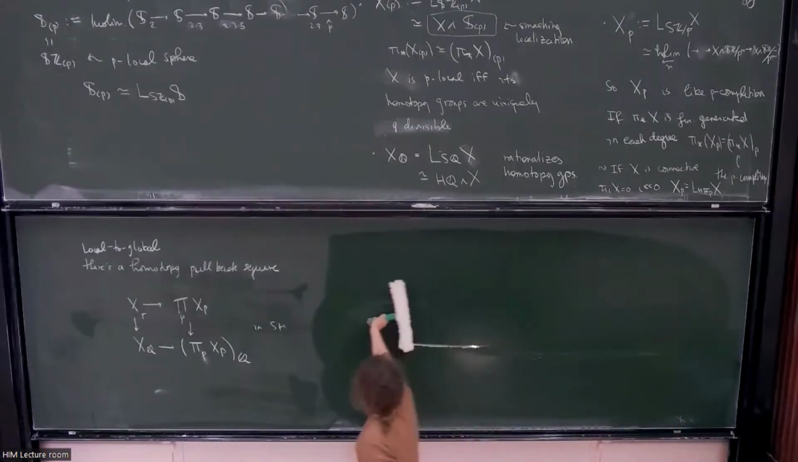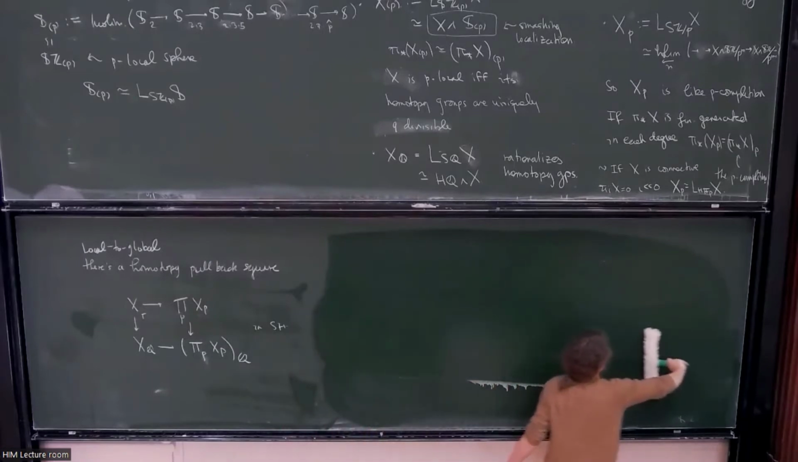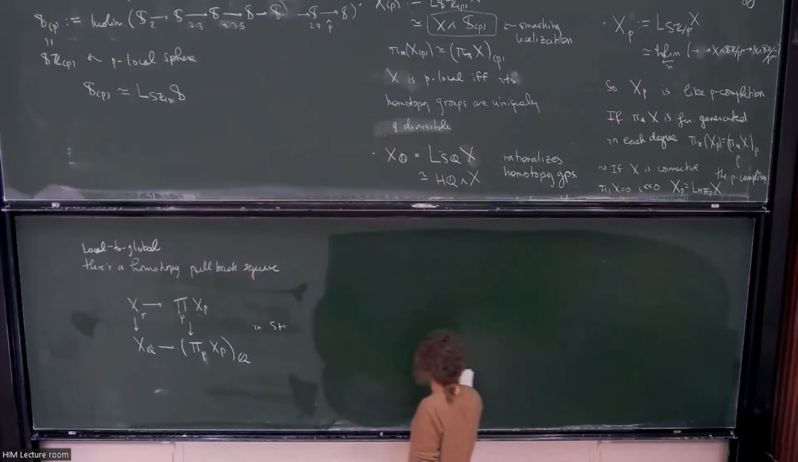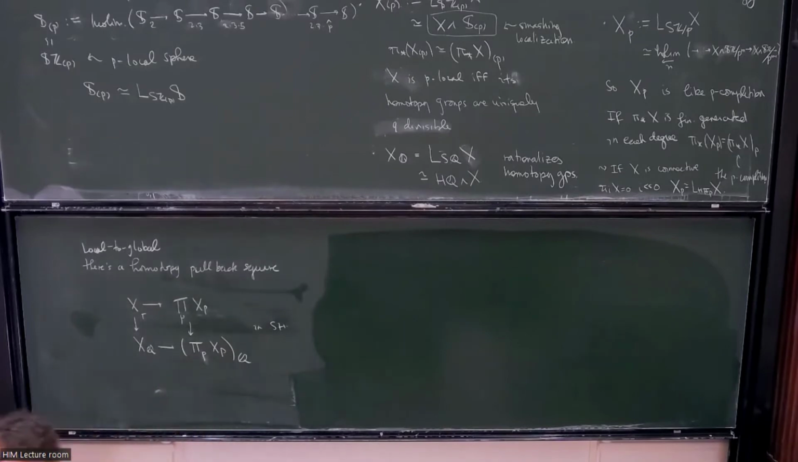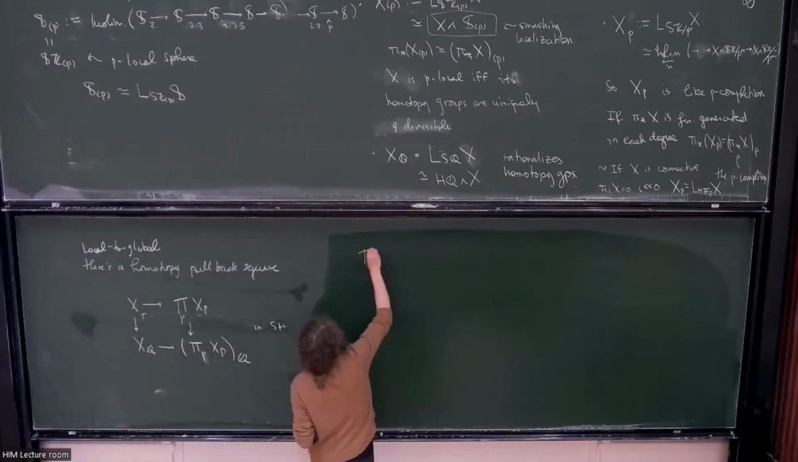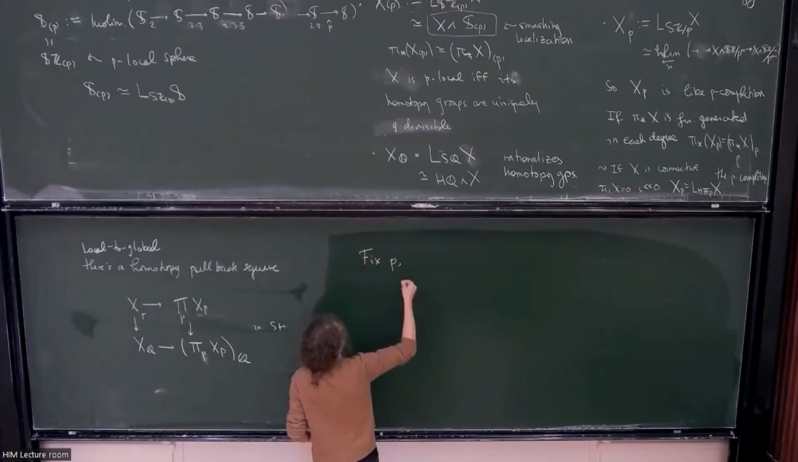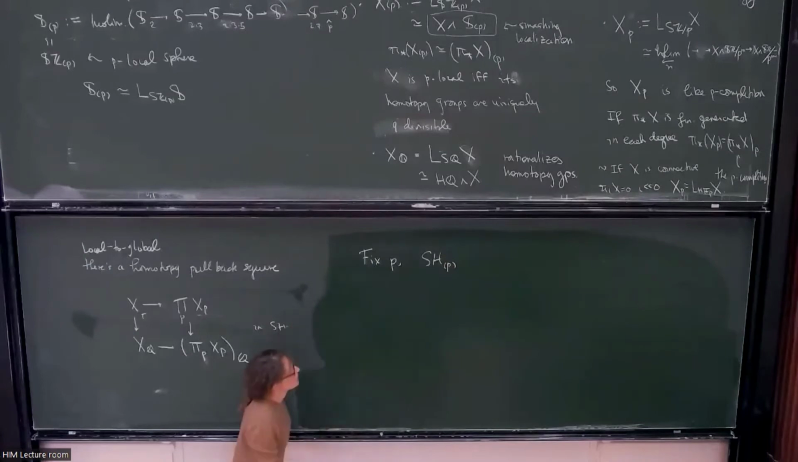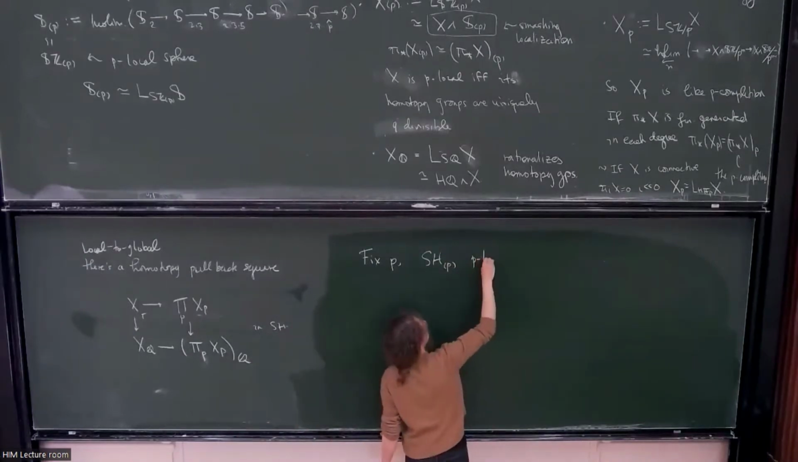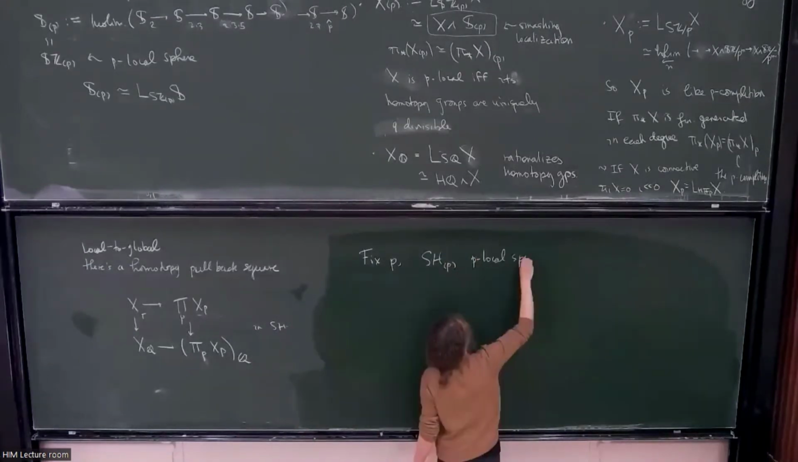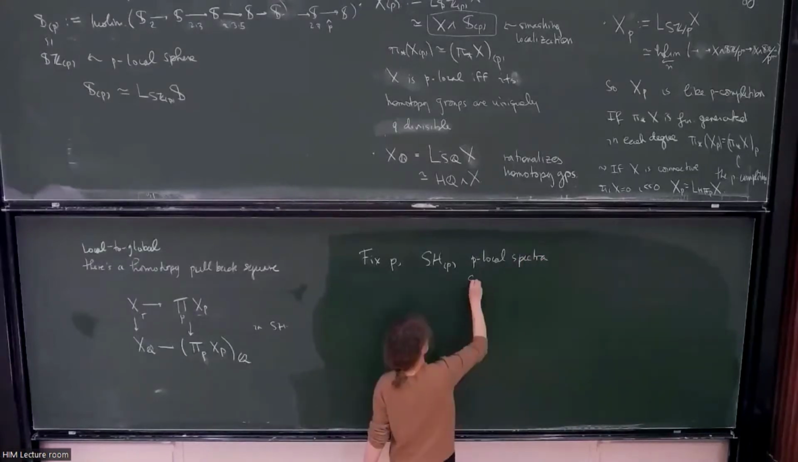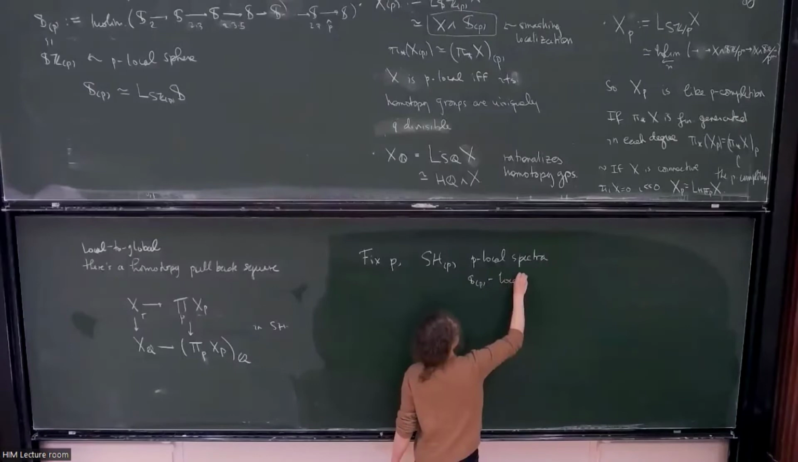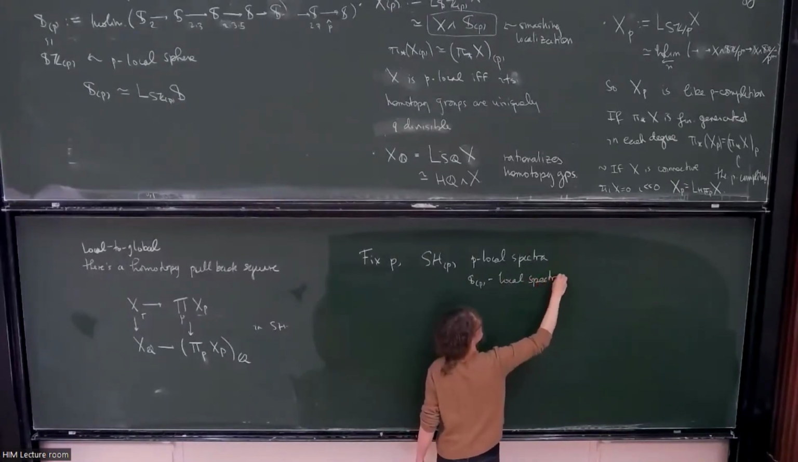So now, going forward, I'll just fix a prime, okay? And I'll stop repeating it. And if I make statements, it'll be, so let me write something. We're going to fix p, and we're really going to be restricted to p-local spectra. So what does that mean? That's S, okay, what did I call it? S_p local spectra.